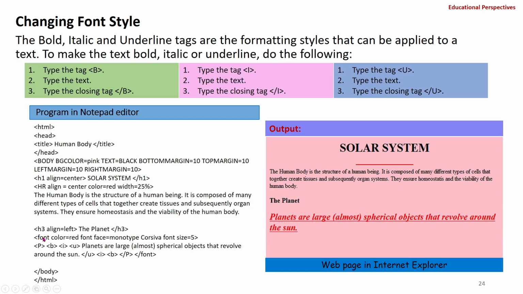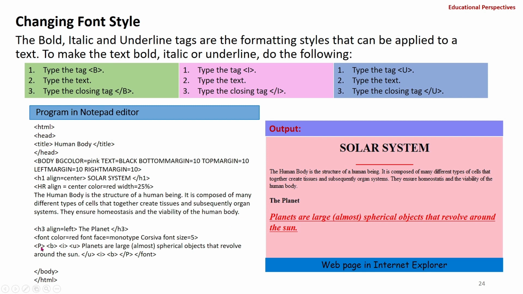Font, the tag font, then color equals red. You can see the color red. Font face is monotype cursive. You can see the font type is monotype cursive. And font size is 5. You can see the size 5. But which text will be given these attributes? The text which begins from "Planets are large" and ends with "the sun."